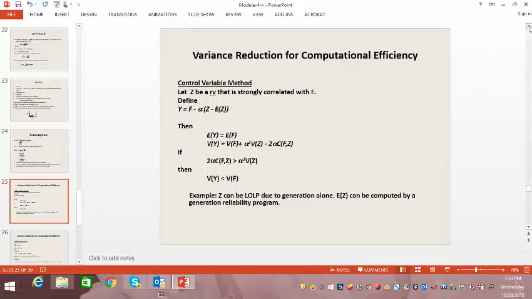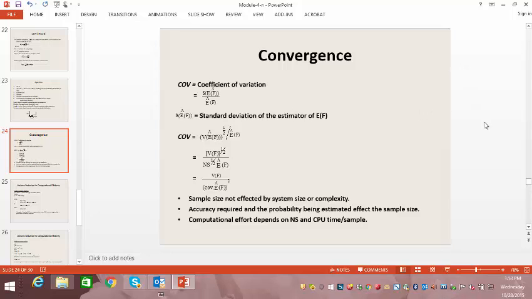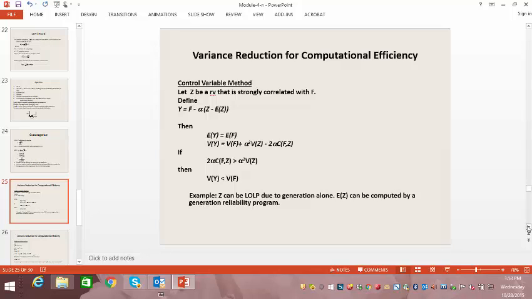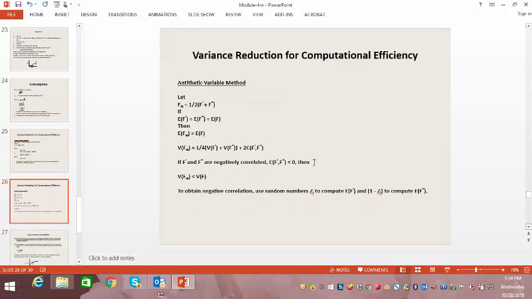So, as you can see, the convergence depends upon the variance. If the variance is high, the convergence takes longer time. If the variance is low, then it takes shorter time. Now there are techniques called variance reduction techniques, and they sometimes have been used to improve the efficiency of the convergence. Two of the methods frequently used are the control variable method, and the antithetic variables method.